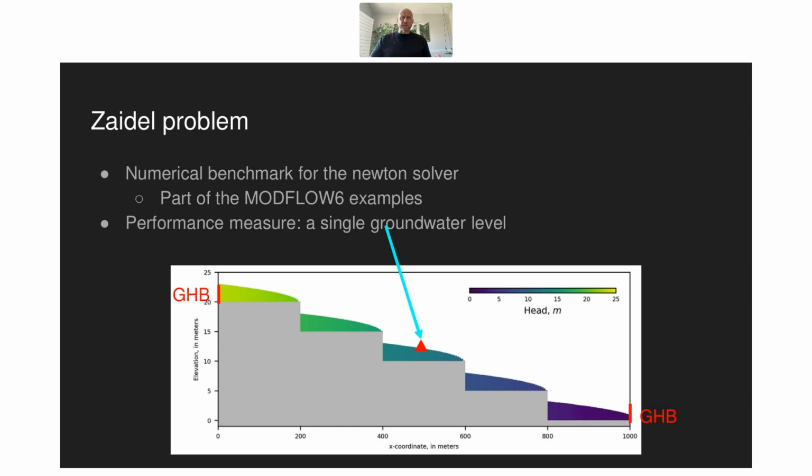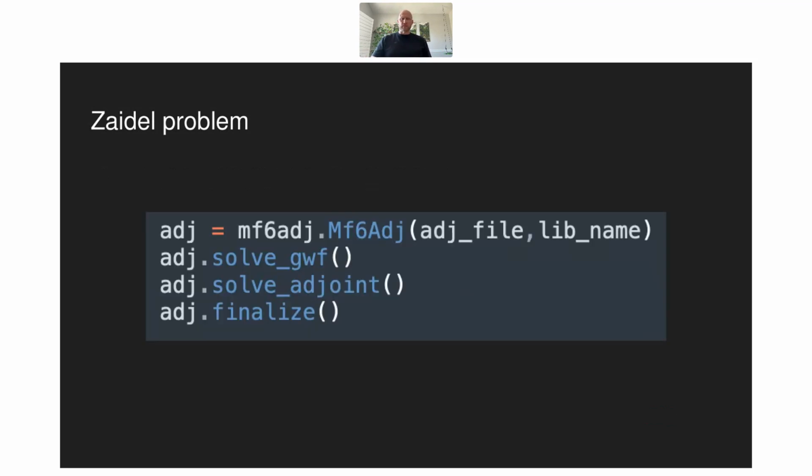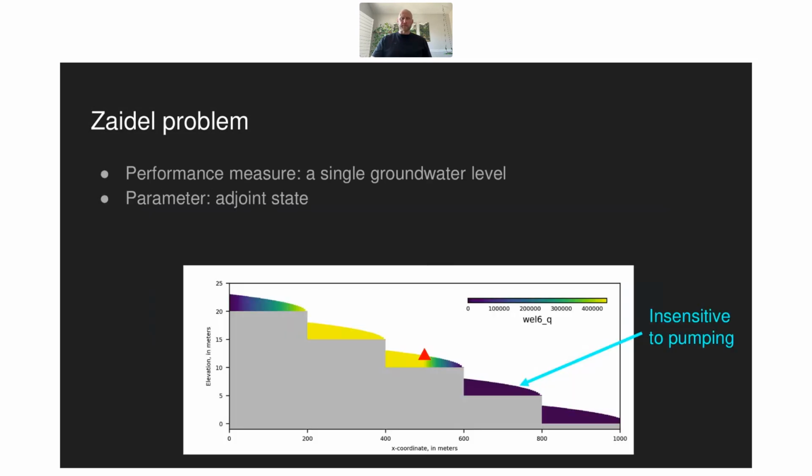And it's a good stress test for the Newton solution, and also a good stress test for us on how we're implementing the companion adjoint solution to the Newton solution. So we're interested in the groundwater level at that red triangle. That's going to be our one performance measure. What is the head right there at that red triangle? So we implement our little piece of code. That's all you got to do.